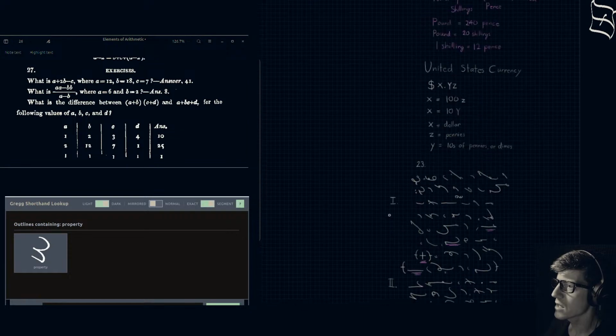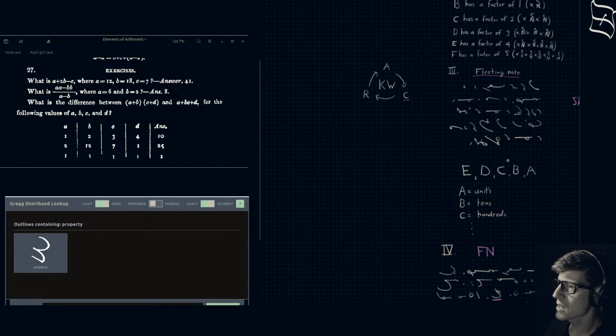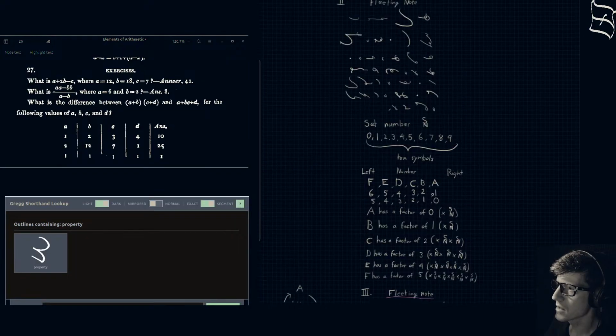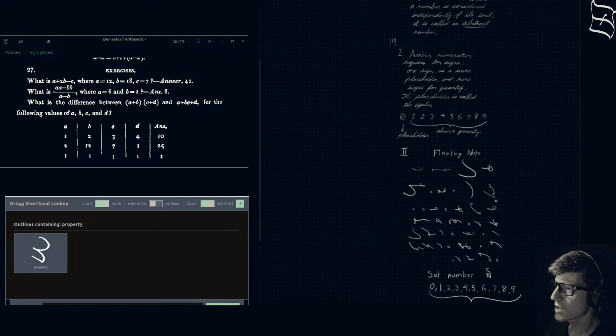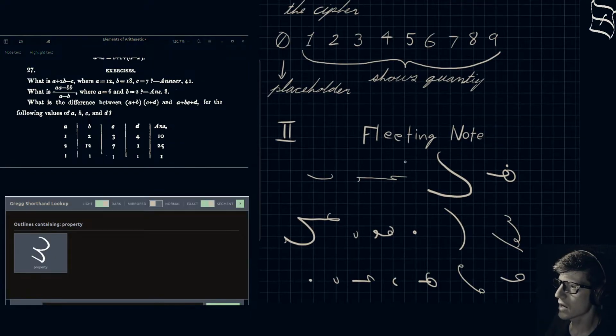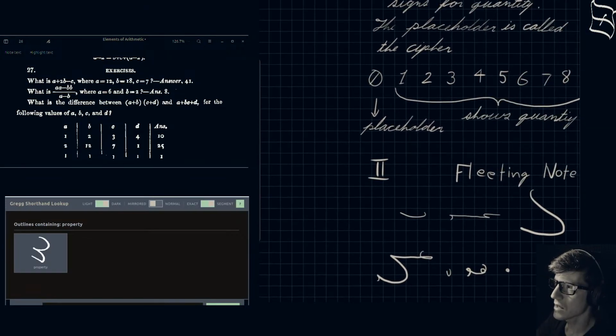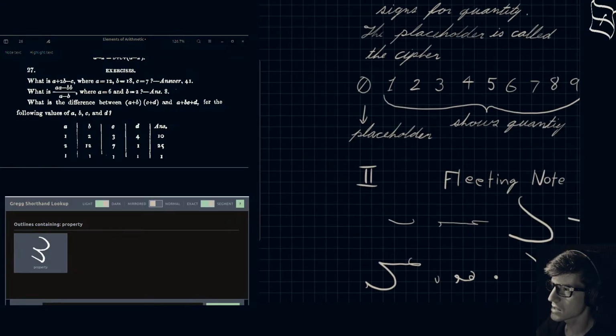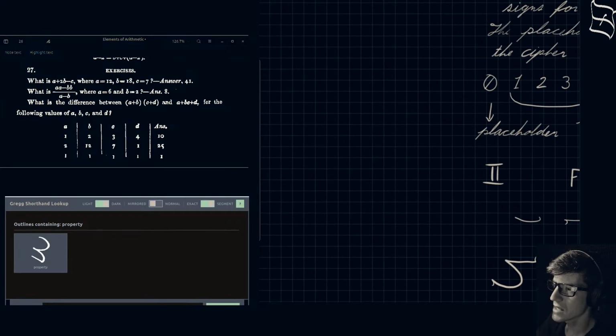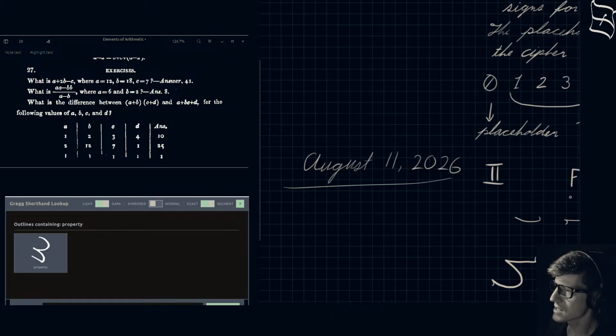We started back in, let's see here, where were we? The set of numbers. We had talked about the fleeting note. This is where we started. In fact, let's go ahead and drop the date so that we pay attention to that point. So this was today's date. This is August 11th, 2026, okay? August 11th, 2026.